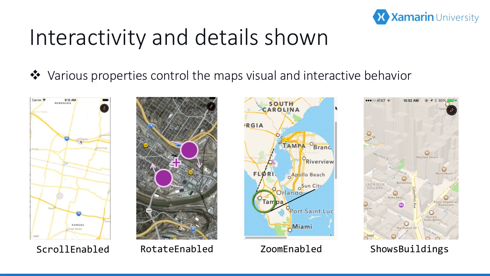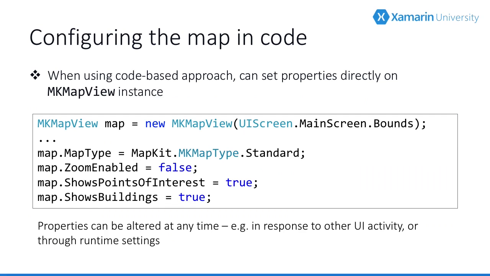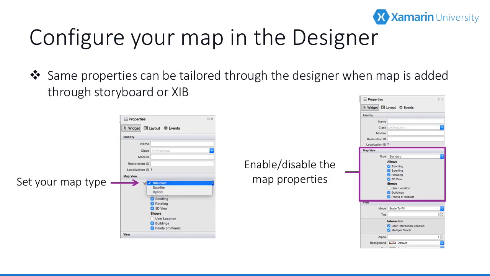But we can turn on or off these options independently through code. As you can see, we have several options available here. All of the ones that we just mentioned are available to be enabled or disabled. The map type has an enumeration we can use. And we also have access to all of these properties through our designer. The map type and all of those booleans for interactivity.